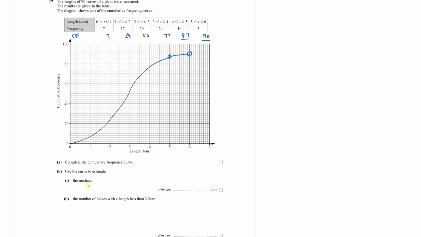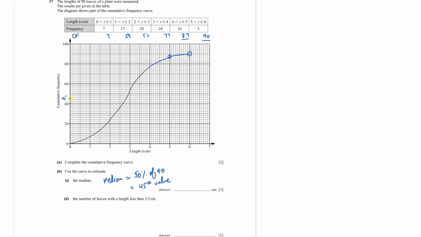Now use the curve to estimate the median. You have a total of 90 leaves. 50% of 90 is 1 by 2 of 90, which is the 45th value. So the 45th value is your median value. If you look at the y-axis, this is 40, and then this is 42, 44, and 45. So this is 45 in the middle of this small block.